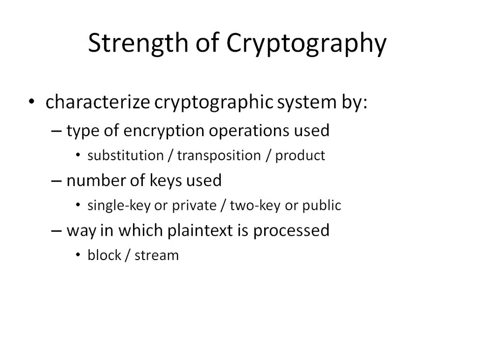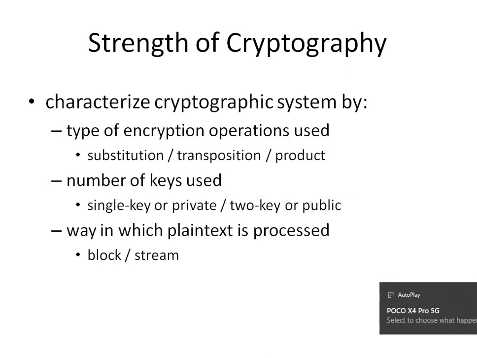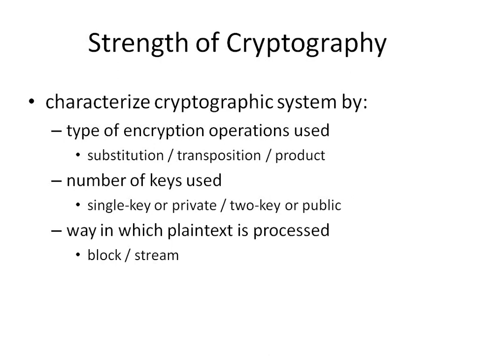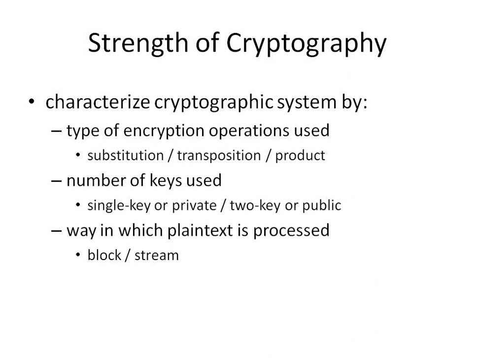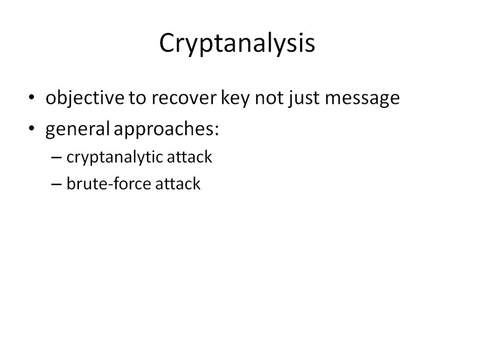Next, the strength of the cryptography depends on the number of keys we use, whether it is a single key or a public key encryption. In public key, we use two keys: one called public, the other called private. I'll tell you that later. The next thing is the way in which the plain text is processed, that is, whether we take the plain text in the form of block ciphers or stream ciphers. With a block, a block of bits is used for conversion. With a stream, bit by bit transmission is done. So this is the strength of symmetric key encryption.